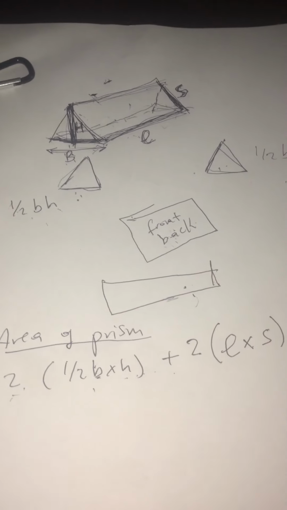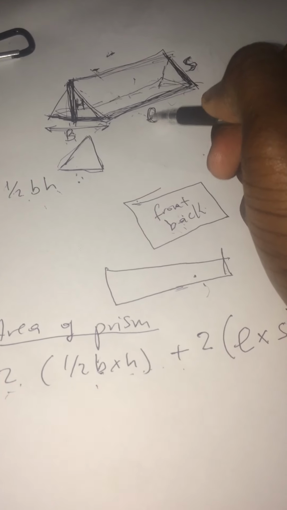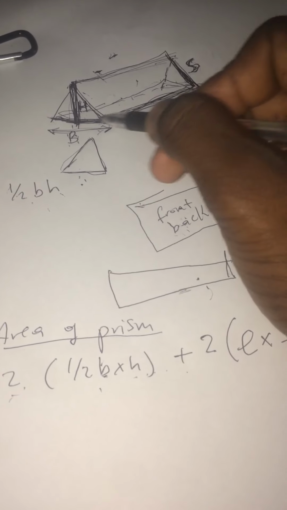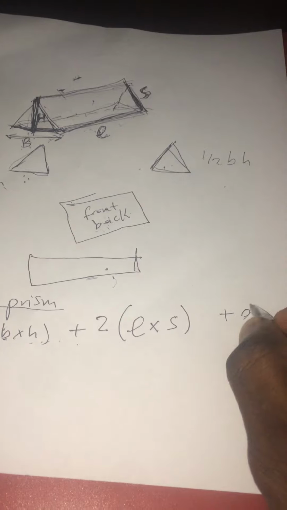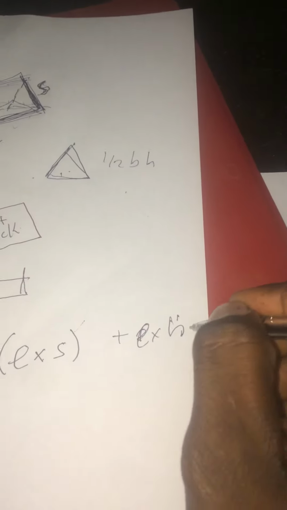So now the final piece where we need to add is going to be our base. And our base is represented by length times base. So that's our final piece, length times base.